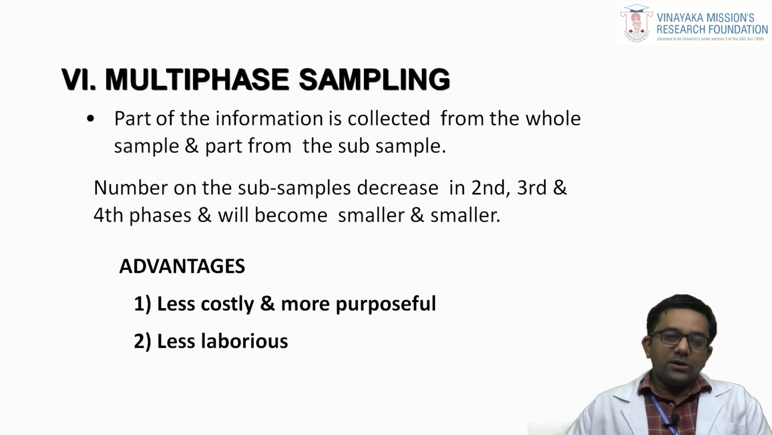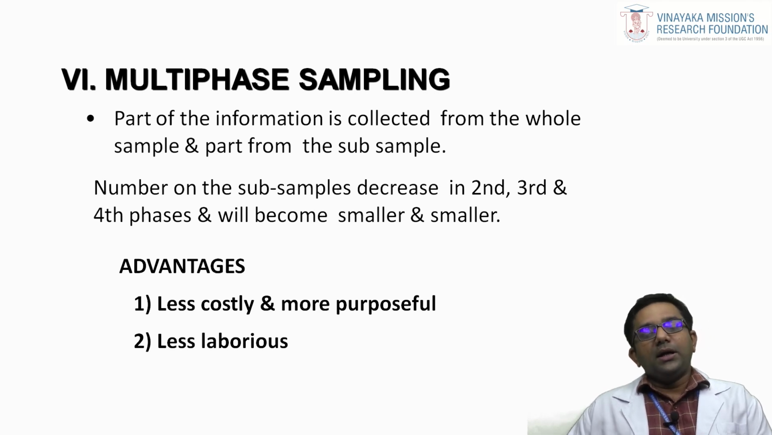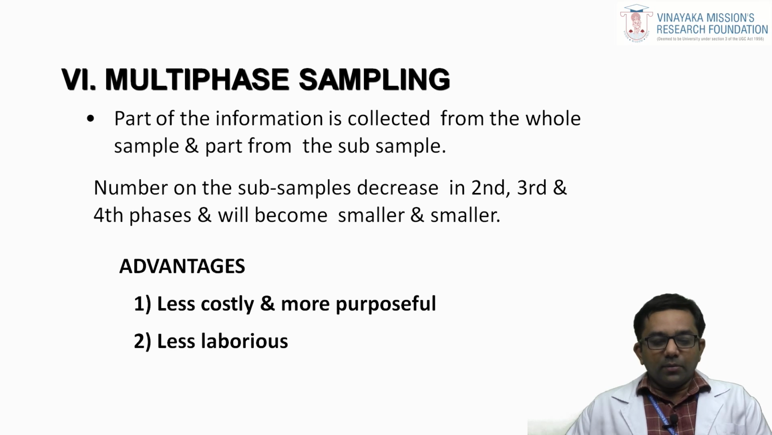Till now we saw what multi-stage sampling is. Next we will go for multi-phase sampling. As the name suggests, at multiple phases we select the population. Part of the information is collected from the whole sample and part of it from a subsample. The number of subsamples often decreases in the second, third and fourth phases and becomes smaller and smaller as you proceed with the study. The advantages are that it is less costly, more powerful, and less laborious when compared to other types of sampling procedures.